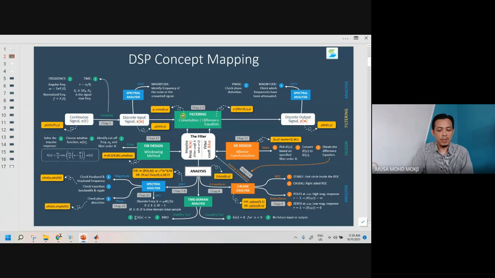So what are the MATLAB functions that we have? We have conv, and we have filter. If it is FIR, we can use conv, and we can use filter also. If it is IIR, you cannot do convolution, right? You just need to use filter. And this is how to plot.